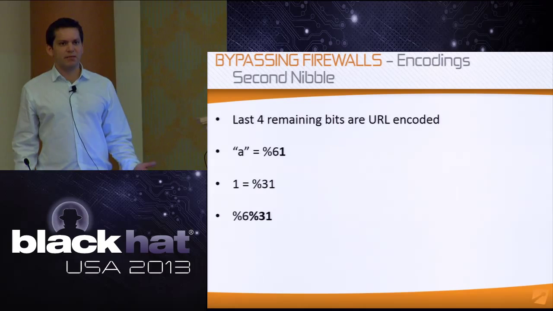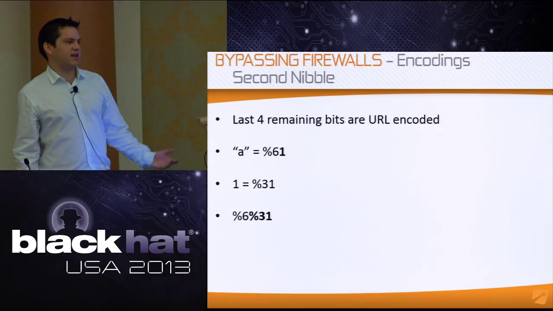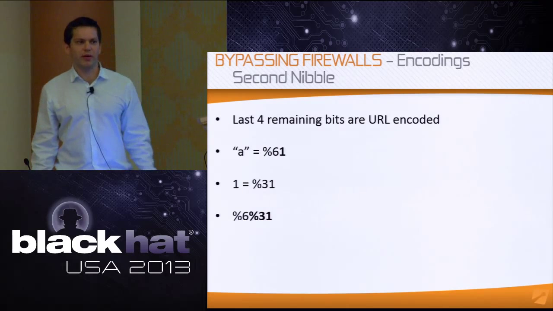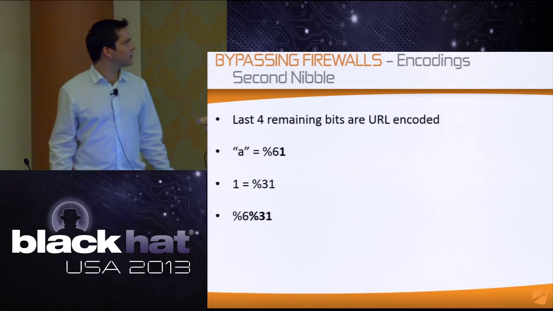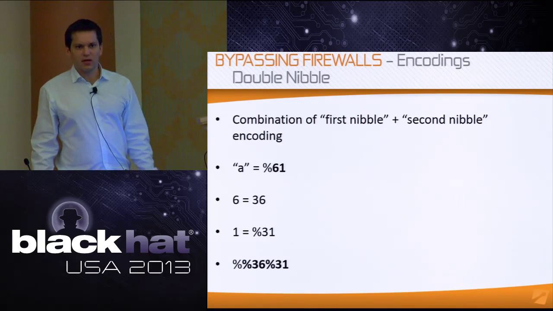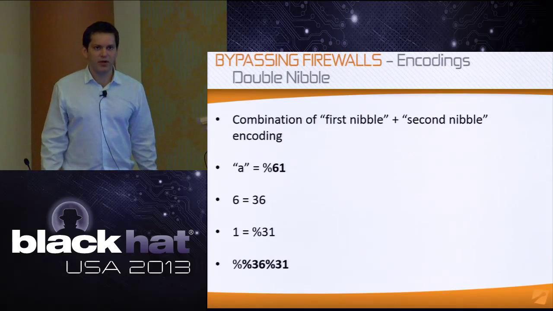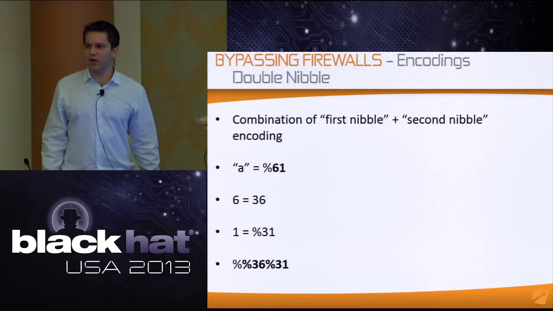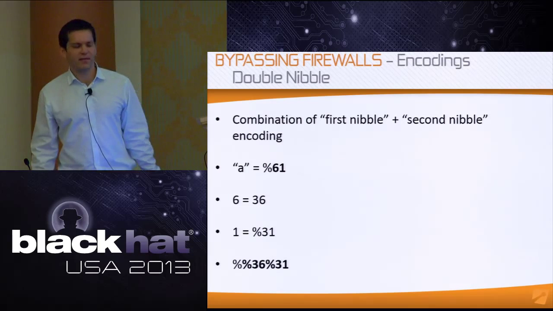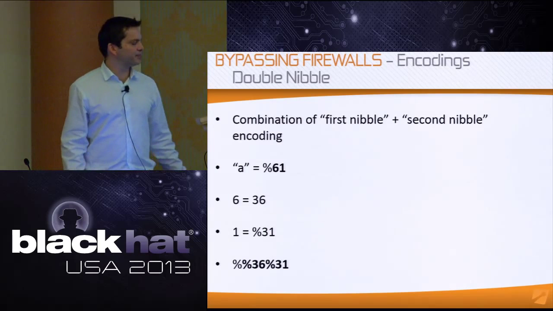Second nibble encoding is similar, but instead of doing the first nibble, we're encoding the second nibble. And it's just a URL encode that we're doing. Then we get double nibble encoding, which is a combination of the first and second nibble encoding, where we just encode the first nibble and then the second nibble. Essentially that's what it looks like.